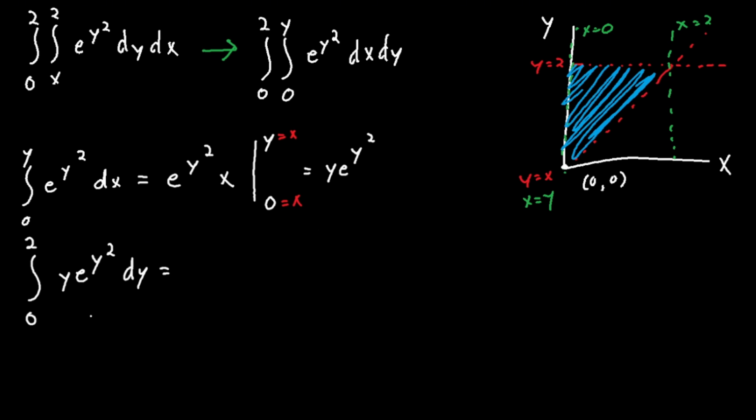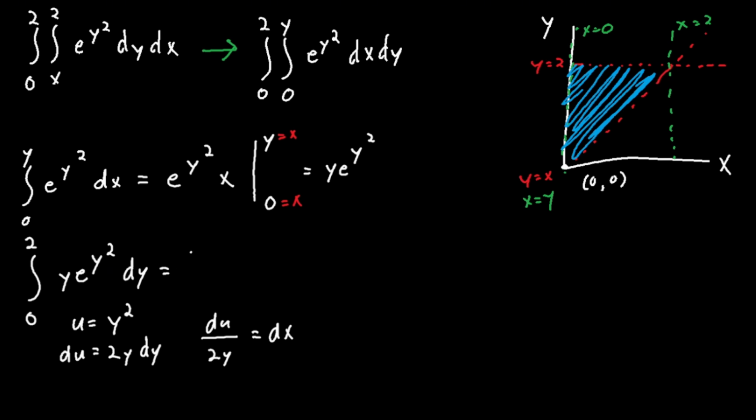Actually, I'll write down the u sub for you guys. So I'll set u equal to y squared because that's at the top. That's what we're chaining. And du is equal to 2y dy. Therefore, du over 2y is equal to dy.